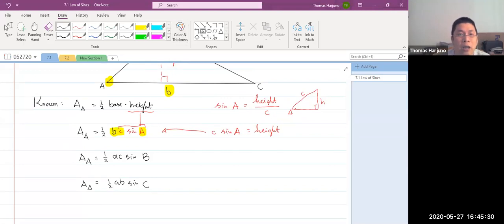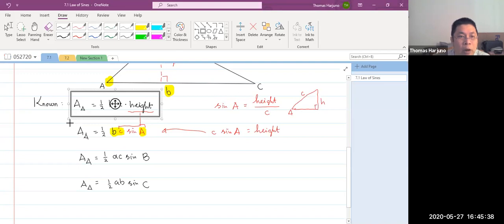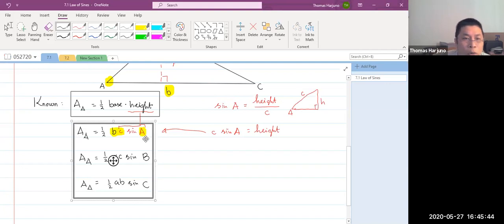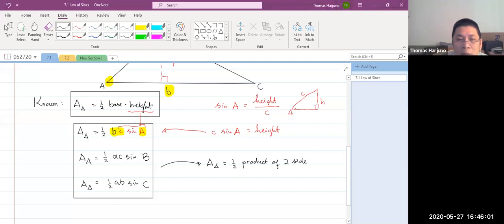Now the thing is, I need you to memorize this formula. Not only the 1/2 base times height one, which I do expect you to already have memorized, I expect you to memorize this also. Now you don't need to memorize all three variations of this formula though. You just need to know that the area of a triangle is 1/2 the product of two sides times the sine of the included angle.